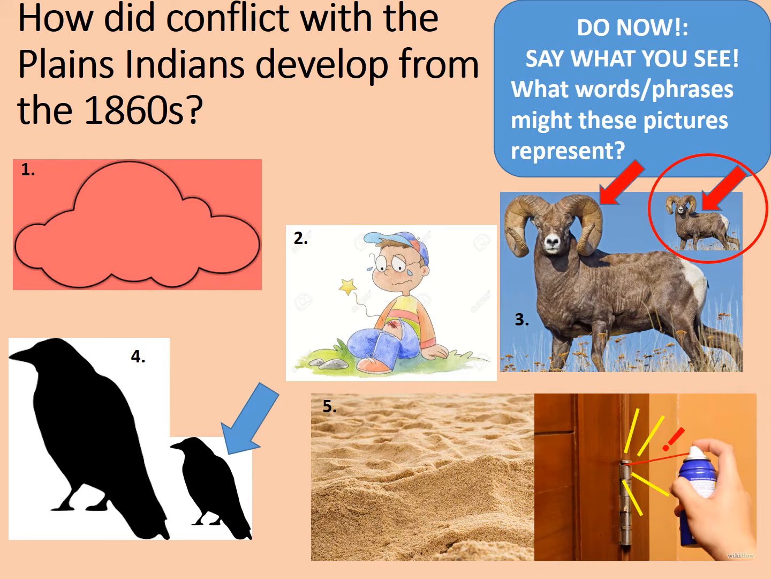What about number two? Alright, well this one strictly isn't actually from the 1860s. It's a later event that we're going to be covering in the next lesson. That's Wounded Knee, a terrible massacre in the 1890s.